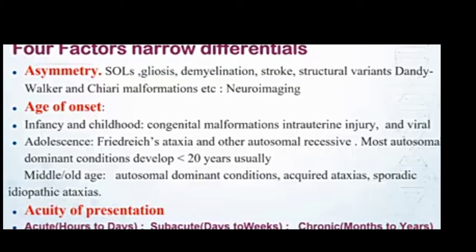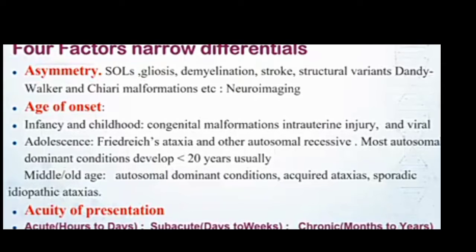Age of onset is another clue, where childhood onset problems usually point to a congenital problem, an intrauterine injury or viral infection, which is common in children. Adolescent presentation is usually found in Friedreich's and other autosomal recessive conditions. Occasionally, younger patients also present, but most autosomal dominant ones usually develop earlier. Usually, by 20 years, they are already obvious. And in old age, it is variable. You can usually get the acquired causes. Occasionally, some familial causes can present in old age also.